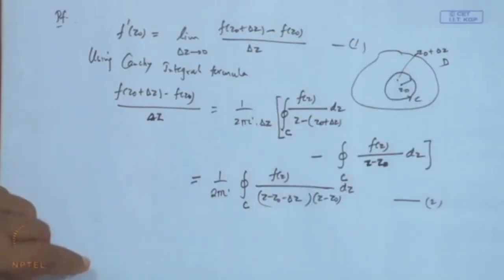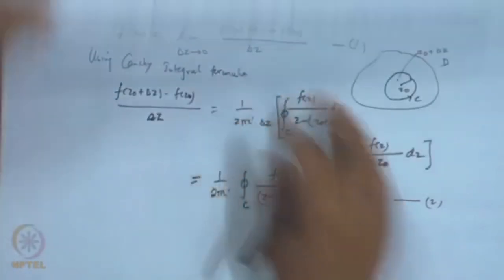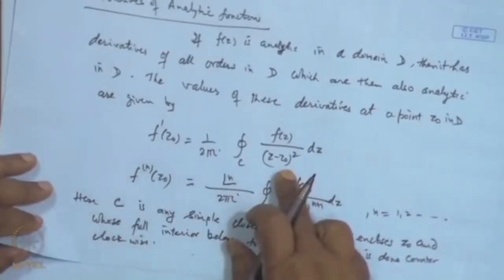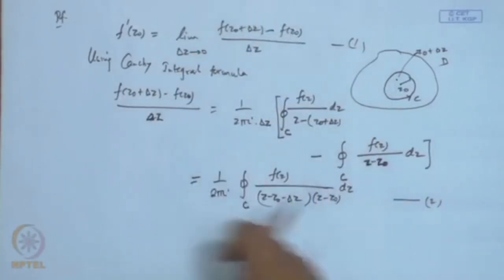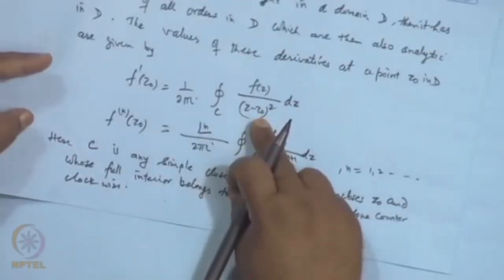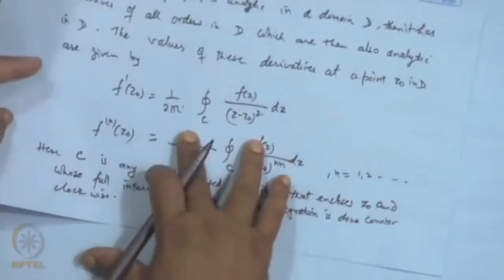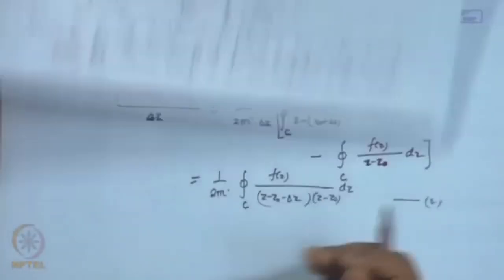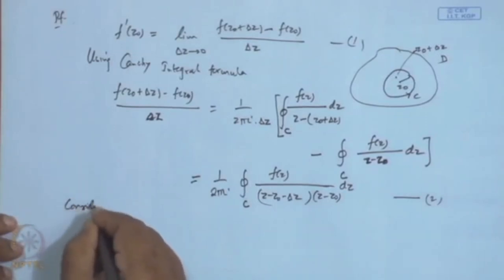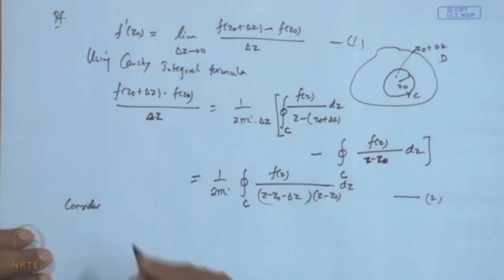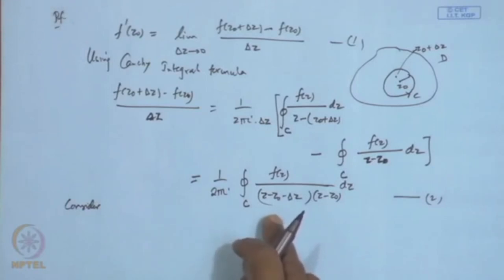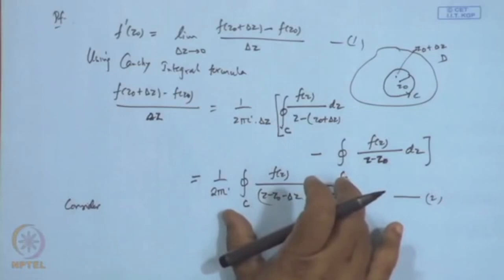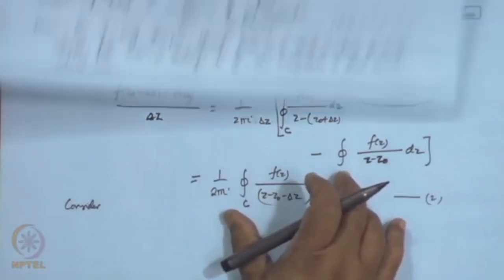Okay. Now, what we wanted to prove is that the value of this integral, f prime z, is this. It means when you take the limit as delta z goes to 0, the limiting value of this must coincide with this. Or in other words, if I take the difference of these two, then as delta z goes to 0, it must go to 0. So, now consider the difference of these two integrals.